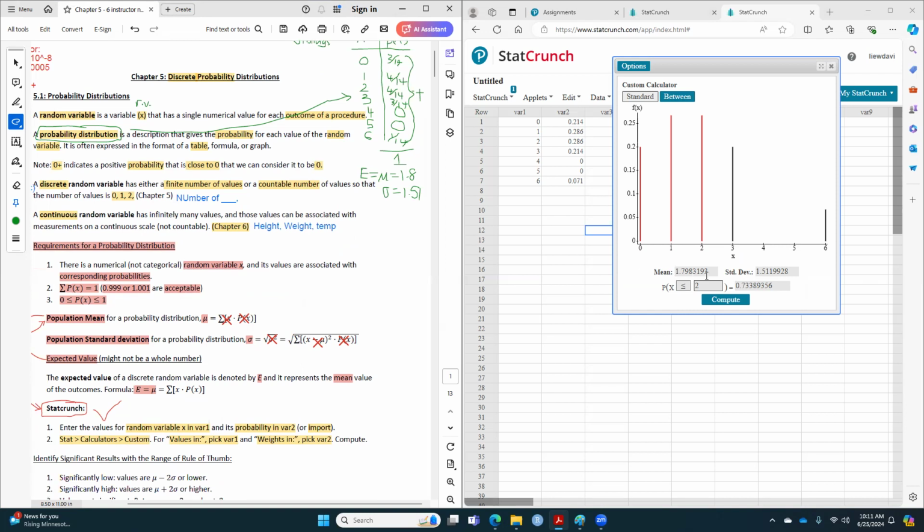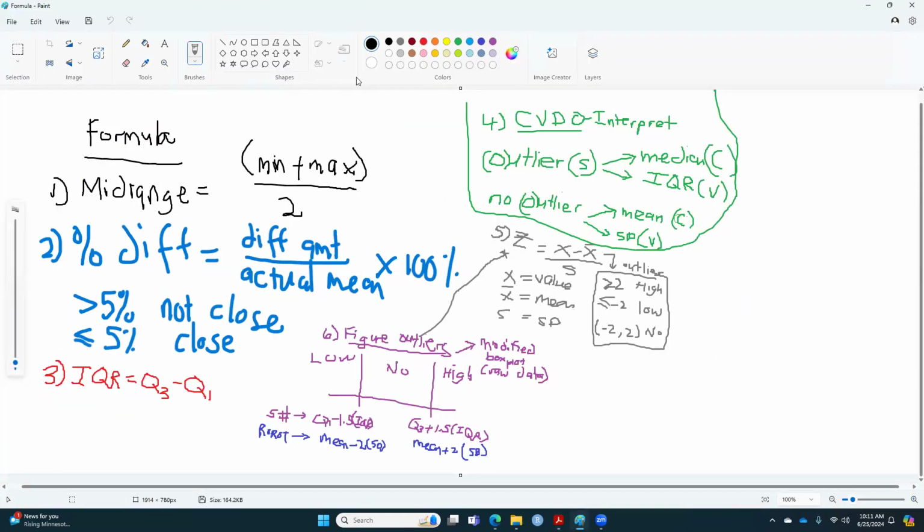Now, right underneath in StatCrunch, you will notice the P(x), that is the probability. So now I'm going to do something also important. I'm going to put it in here, more formulas here. So this is number 7.